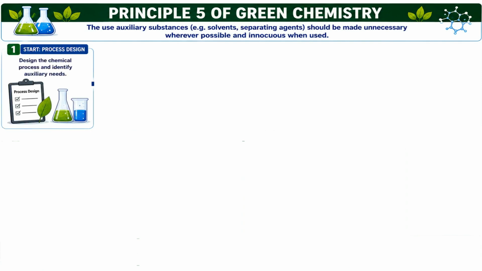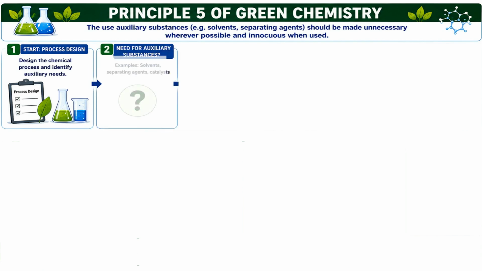First, we must design the chemical process carefully and identify where auxiliary substances, like solvents, separating agents, or catalysts, might be needed. The goal here is to question the necessity right from the start. We then evaluate whether these substances are actually required. Common examples include solvents and separation agents, but we should always challenge their use instead of assuming they are essential.